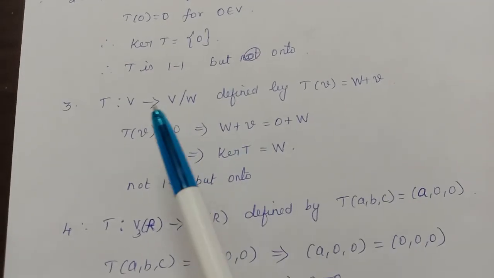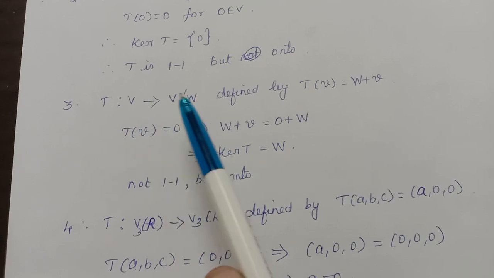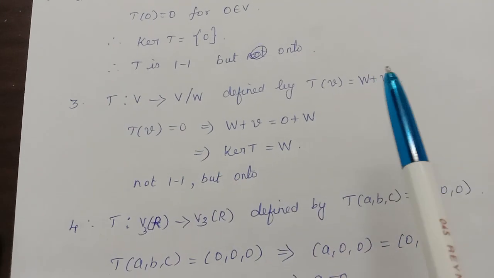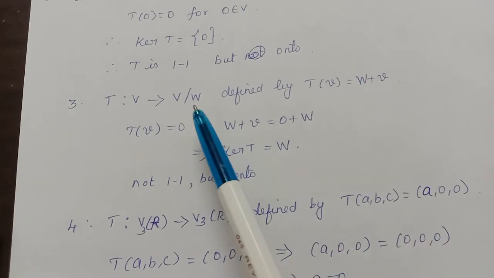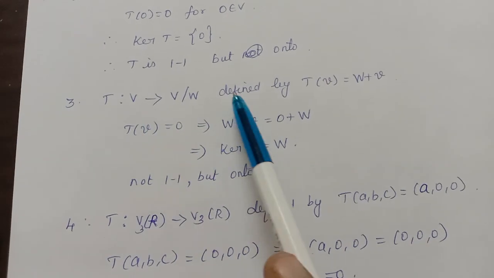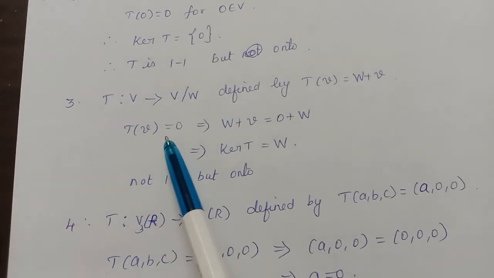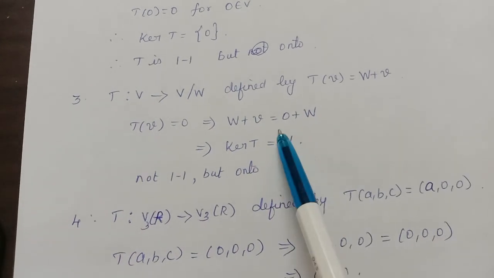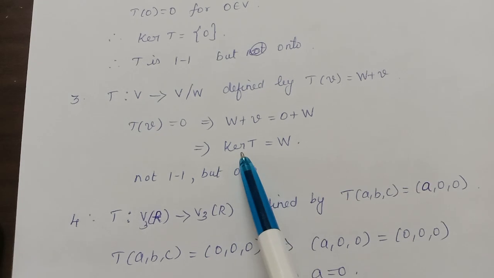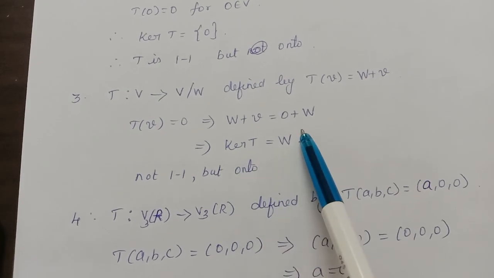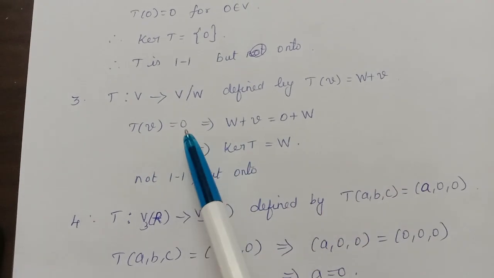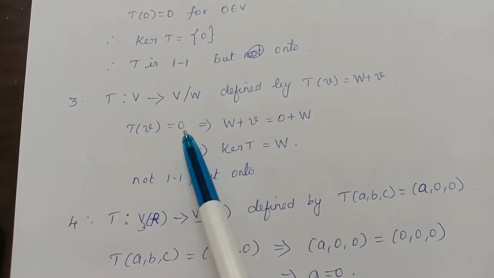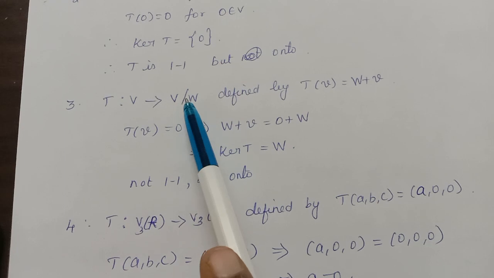Next one is T from V to V/W defined by T of v equals W plus v. Now this is what? The quotient space. We are defining this mapping, T of v equals 0 when W plus v equals 0, that is 0 plus W. So what is the kernel? The kernel is the entire W. Because here if you say 0, what do you mean by 0? I already told you, that is the additive identity of the codomain.